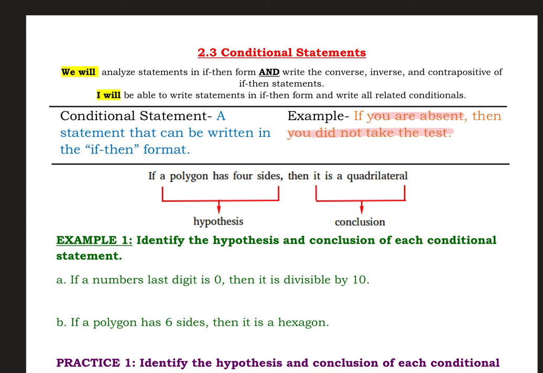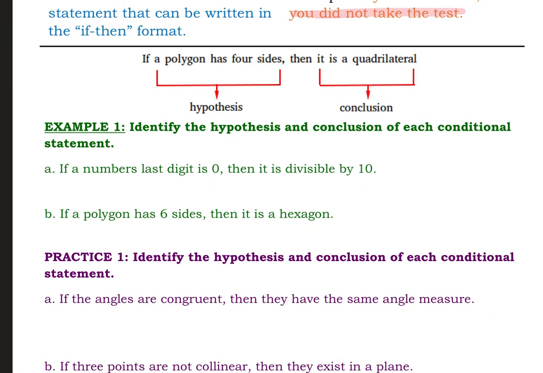All right, so all we're going to do in example 1 is identify the hypothesis and the conclusion. And again, the hypothesis follows the word if. The conclusion follows the word then. That's all we're doing. So, what follows the word if on the first example? A number's last digit is 0. This is your hypothesis. All right, what follows the word then? It is divisible by 10. Good, that's your conclusion.